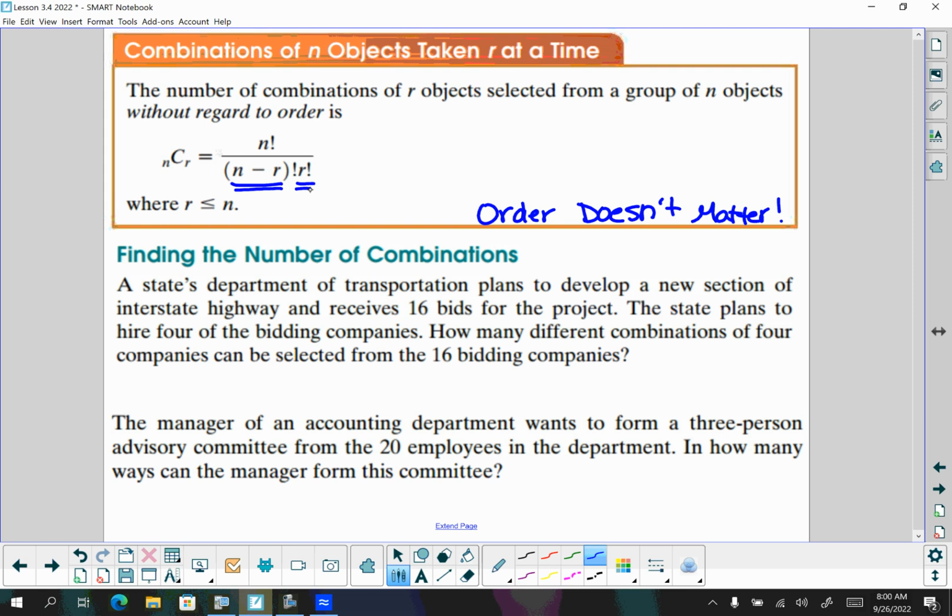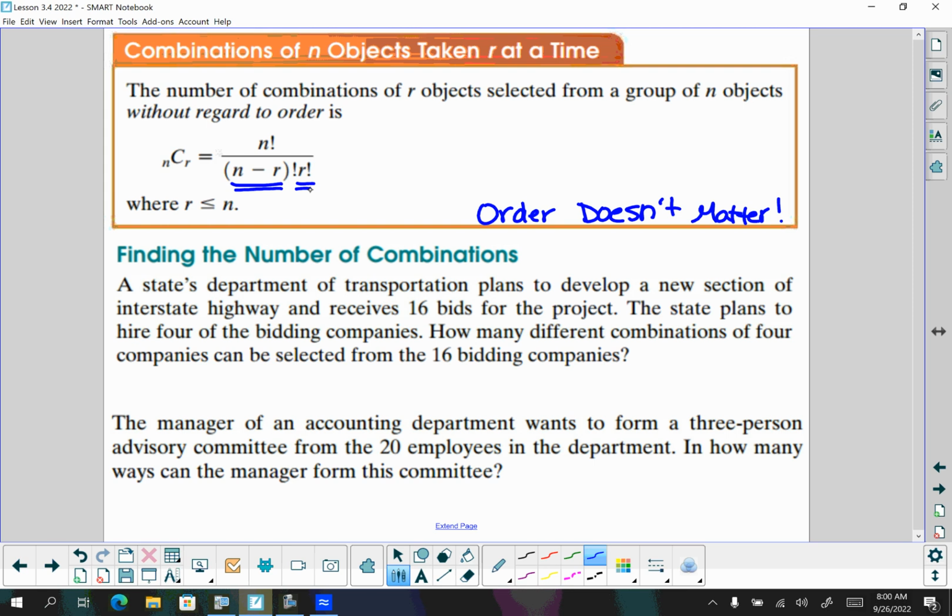All right, so for example, a state department of transportation plans to develop a new section of interstate highway and receives 16 bids for the project. The state plans to hire 4 of the bidding companies. How many different combinations of 4 companies can be selected from the 16 bidding companies?